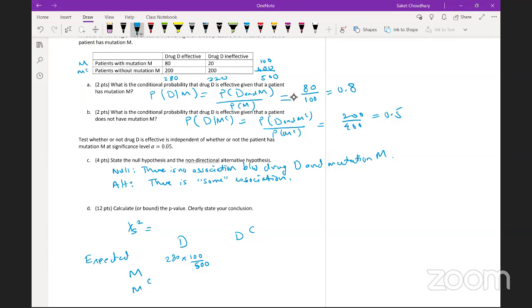Okay, so we have a total of 100 people who have a mutation M and a total of 280 people who are taking drug D, where the drug D is effective. Hence, by chance, you expect 280 times 100 divided by 500. So 100 by 500 is the probability of someone having a mutation M, and you're seeing 280 of them of the patients which have drug D effective. So expected number of people who have M and D is given by this particular value.